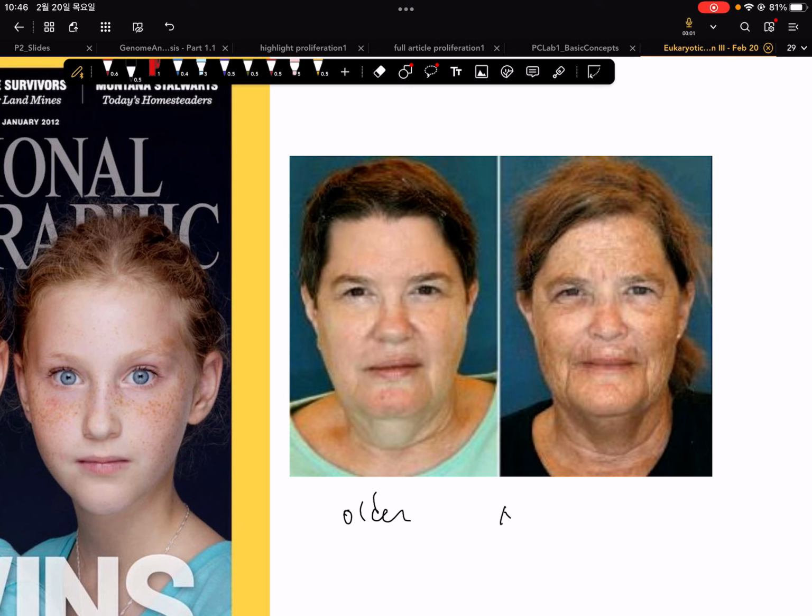And these 61-year-old ladies here had a different lifestyle. They are monozygous twins, but one of them smoked for many years and liked to be in the sun, and the other one did not. And I was going to say, which one is which? I think you can see.